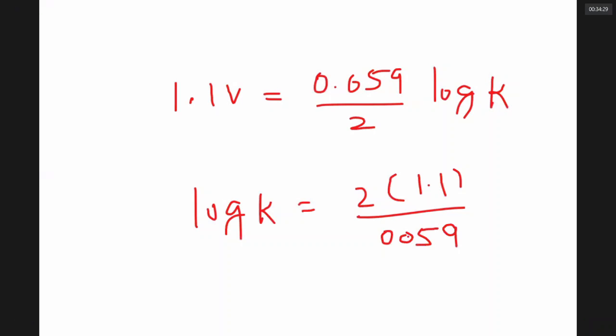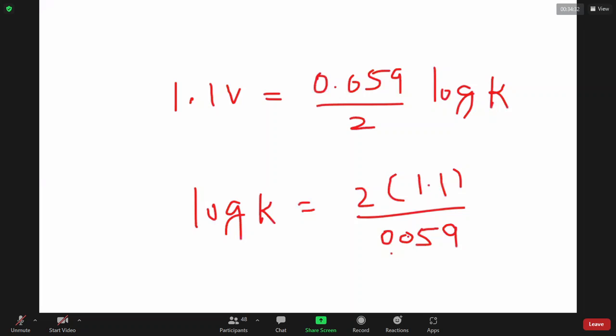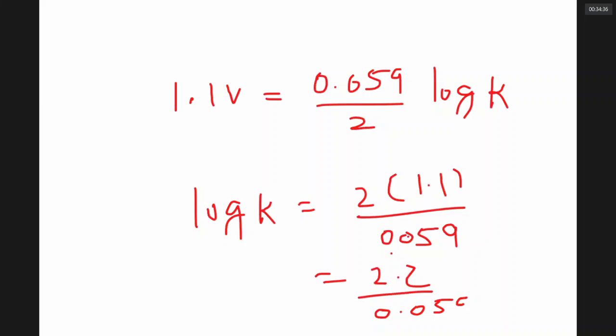Can you simplify it, sir? Hello. 2.2 by 0.059, how much, sir? Hello, use a calculator and tell me the value. 37.28. How much, sir? 37.28.